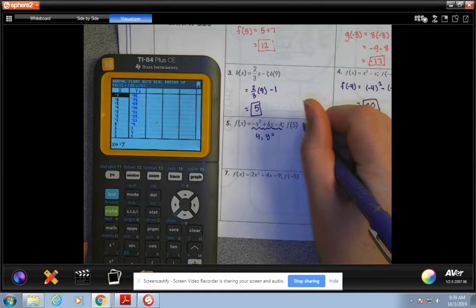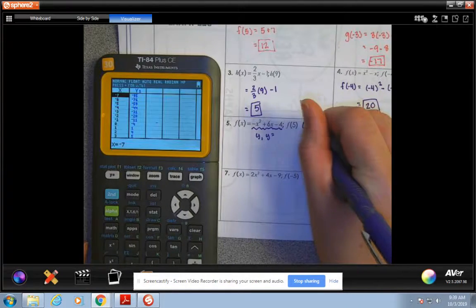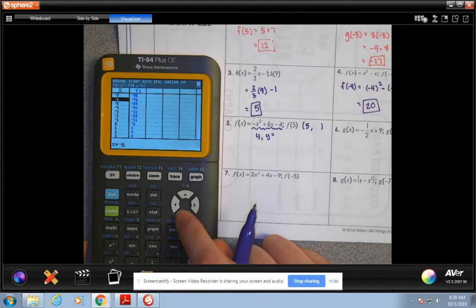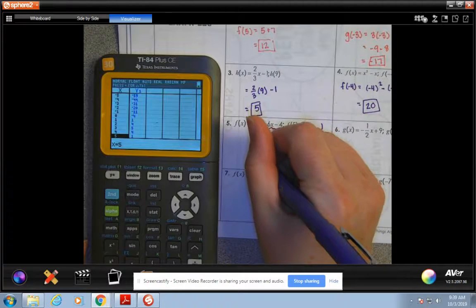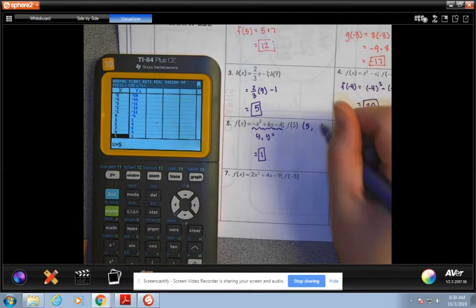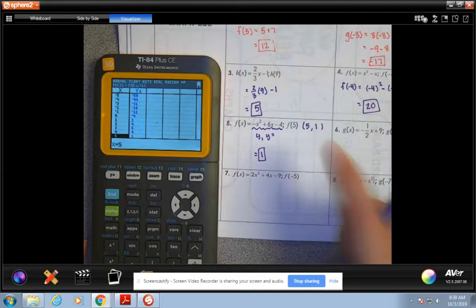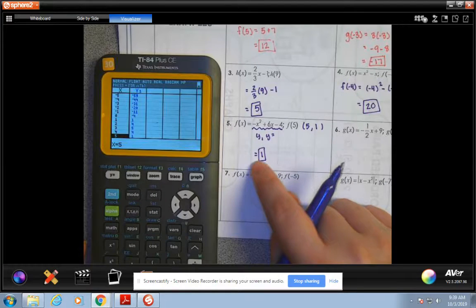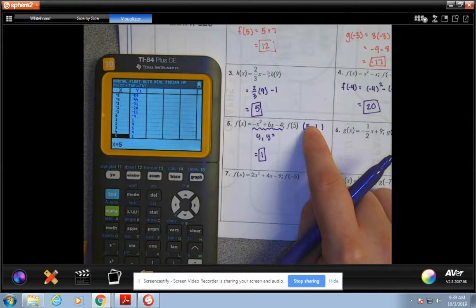What this is basically saying is that the x value of a point is 5, tell me what the y value is. So I'm going to scroll on my calculator to find where x is 5. Well, the y value is 1. So the ordered pair that f of 5 represents is 5, 1. Okay, 5, 1 is not your answer. I just wanted to show you that to make a connection. 1 is your answer. So when x is 5, y is 1.